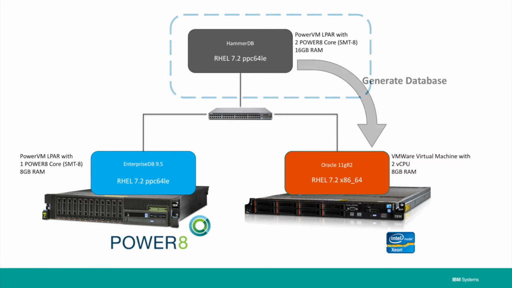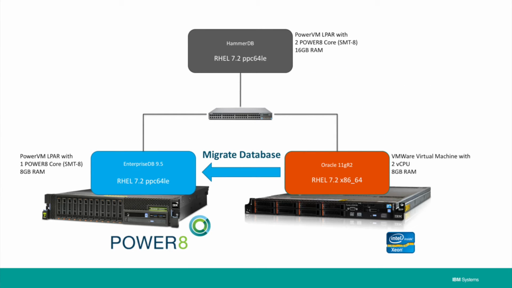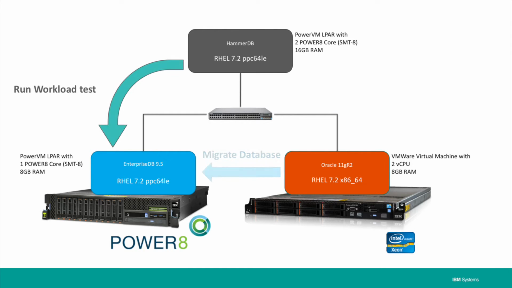Using HammerDB, we will first create and populate a database on Oracle 11G R2 on x86. We will then test the database by running a workload against it. Then we will migrate the database from Oracle on x86 to EDB on POWER8. And finally, we will validate the migration by running a workload on the EnterpriseDB database on POWER8. Let's get started.